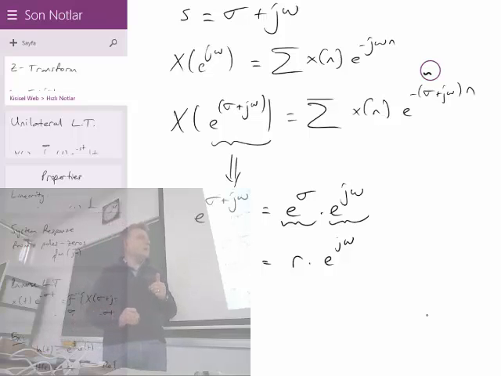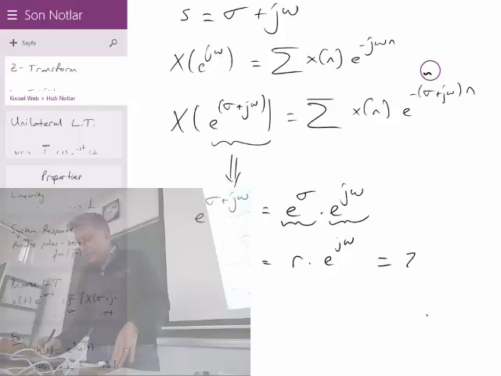So this is our new notation, and we will have a shortcut for that, and that's where the name comes from. That will be z. You see that the new variable z is also complex. It's a complex variable. But it's not sigma plus j omega. It's e to the sigma plus j omega, which corresponds to r times e to the j omega. And that r is the radius, e to the j omega is a circle. We also call it a unit circle because the radius is 1.